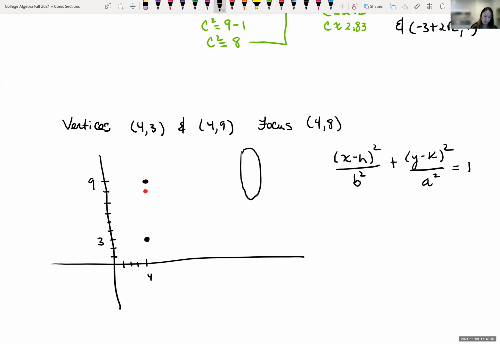We can figure out what a is because we know that the length of this major axis here is 2a. So 9 minus 3 is 6. So half of 6 is 3. So I know my a value is equal to 3.